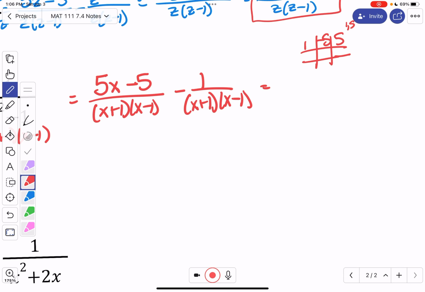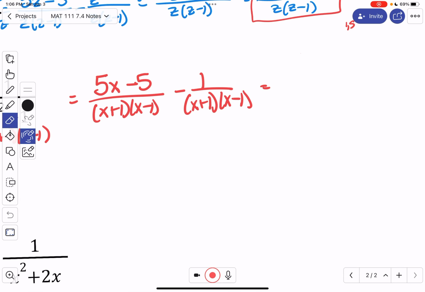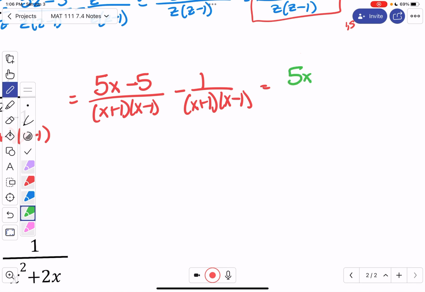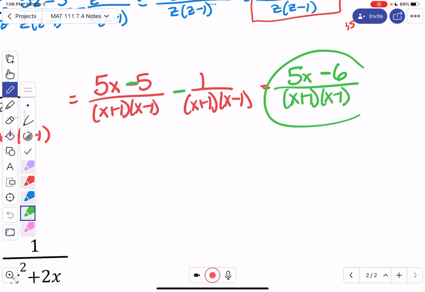Now, 5x, there is no other x term, so it's just 5x. And then negative 5 minus 1 is negative 6. And we're left with x plus 1, x minus 1 on the bottom. Nothing cancels, so we're done.